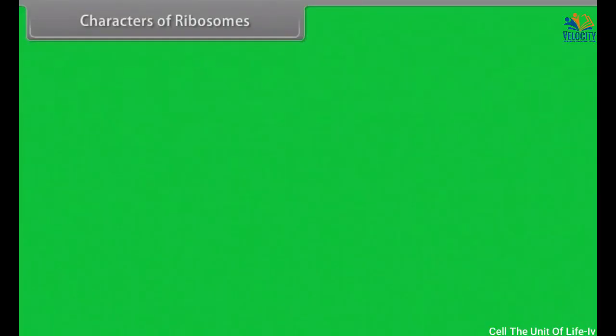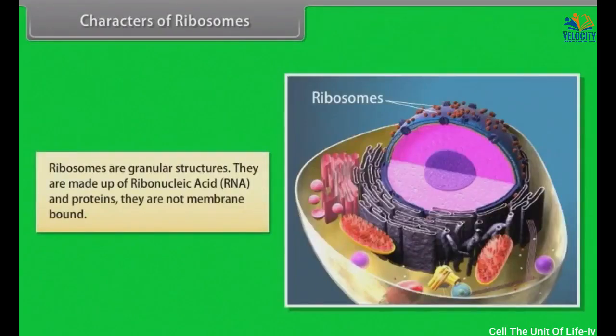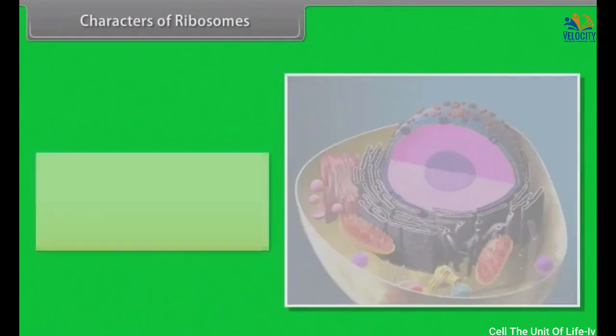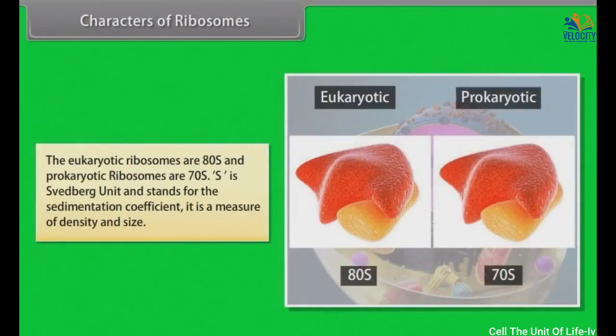Characters of ribosomes. George Palade in 1953 observed dense particles under the electron microscope. Ribosomes are granular structures made of ribonucleic acid, RNA, and proteins. They are not membrane bound. The eukaryotic ribosomes are 80S and prokaryotic ribosomes are 70S. S is the Svedberg unit and stands for the sedimentation coefficient. It is a measure of density and size.